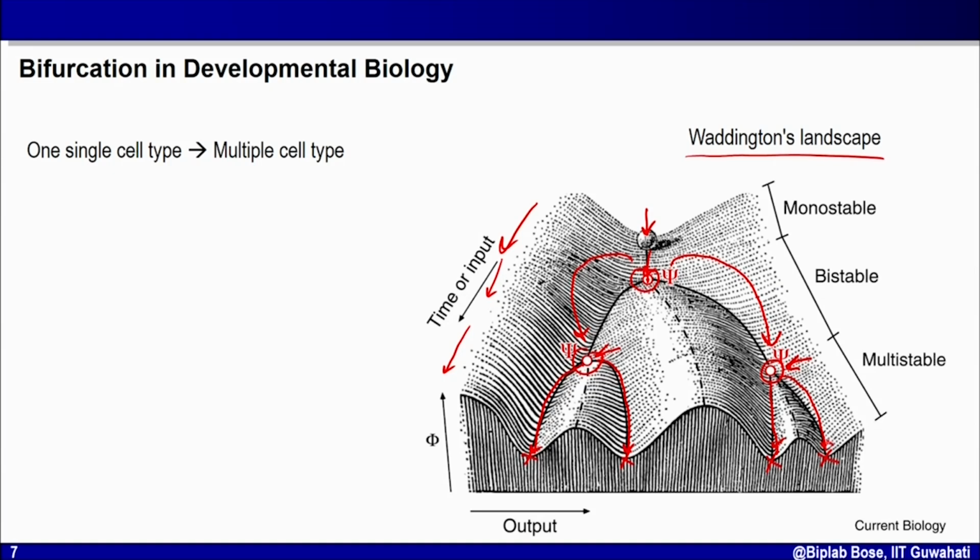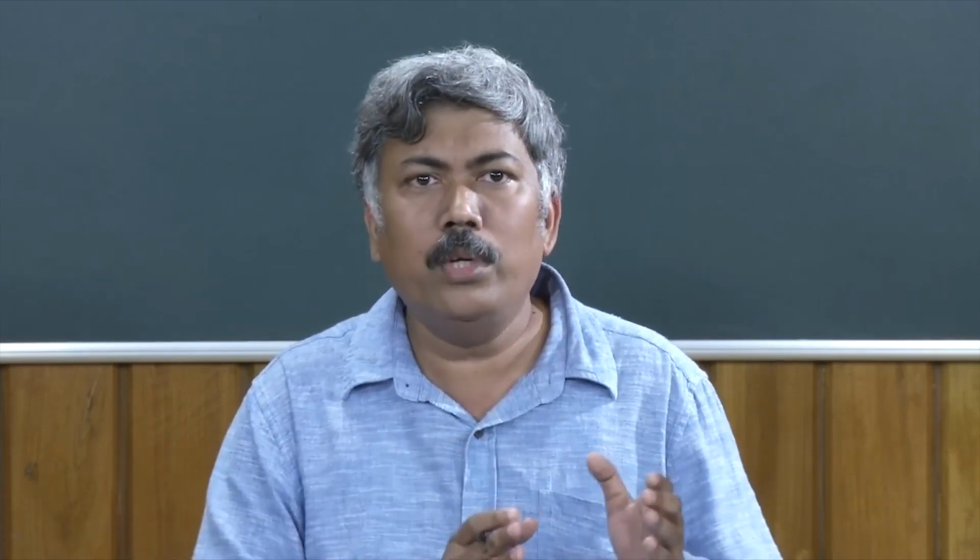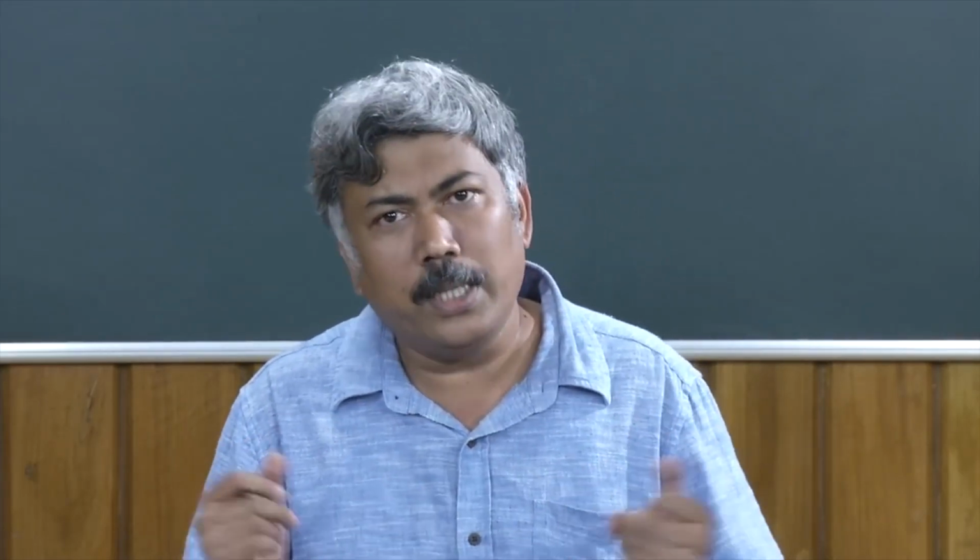Each of these steady states, suppose, represents one particular type of cell. So using the concept of bifurcation, we can easily understand that from one single cell type, as time progresses and the input signal changes, the system goes through bistable or multi-stable situations. As it does, cells will bifurcate and move into one of these stable steady states, and they will differentiate into different cell types.